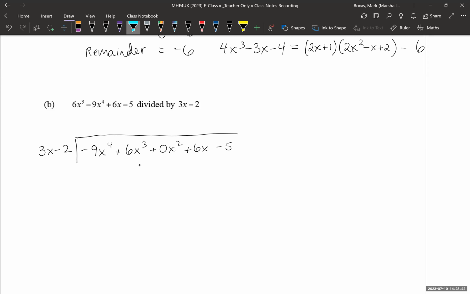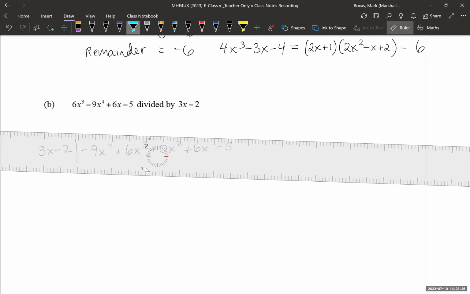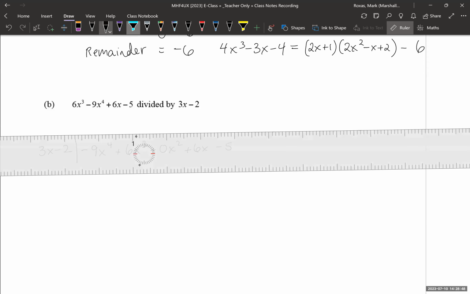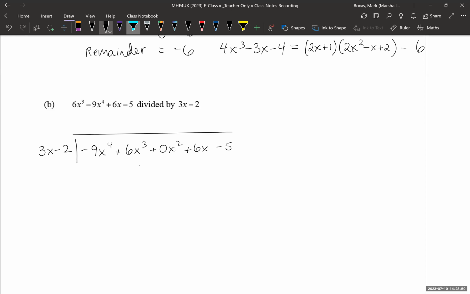Maybe I don't like that. I should use a ruler. It'd be much neater if I used a ruler. Okay. All right. Yeah, it doesn't look good either. Well, okay. We'll live with it.